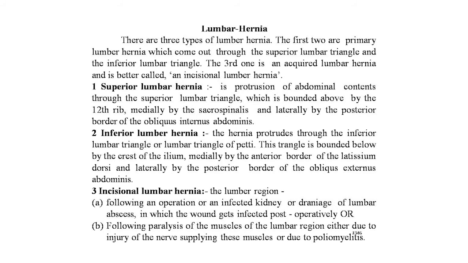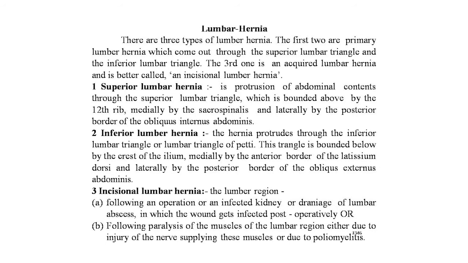Second, the inferior lumbar hernia is more common than the superior one, and the hernia protrudes through the inferior lumbar triangle, or lumbar triangle of Petit. This triangle is bounded below by the crest of the ilium, medially by the anterior border of the latissimus dorsi and laterally by the posterior border of the obliquus externus abdominis.